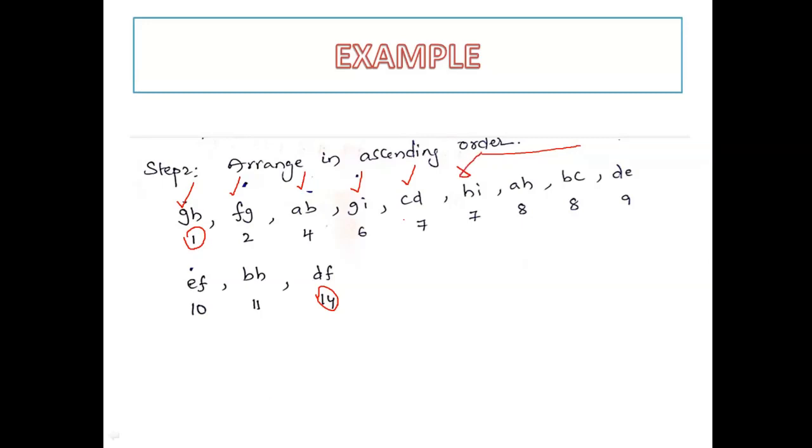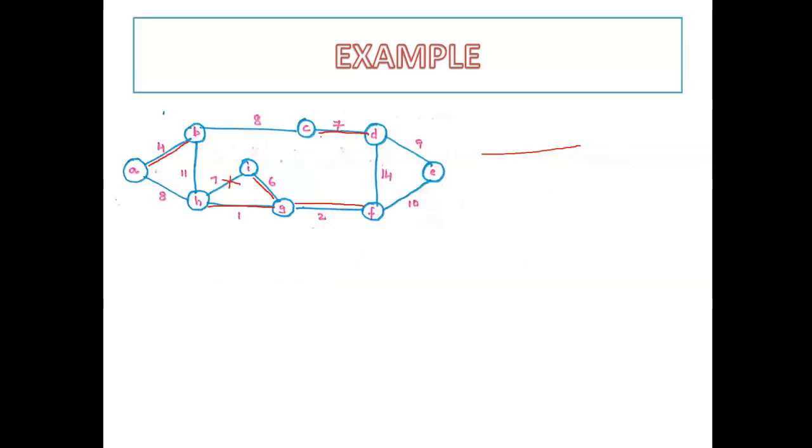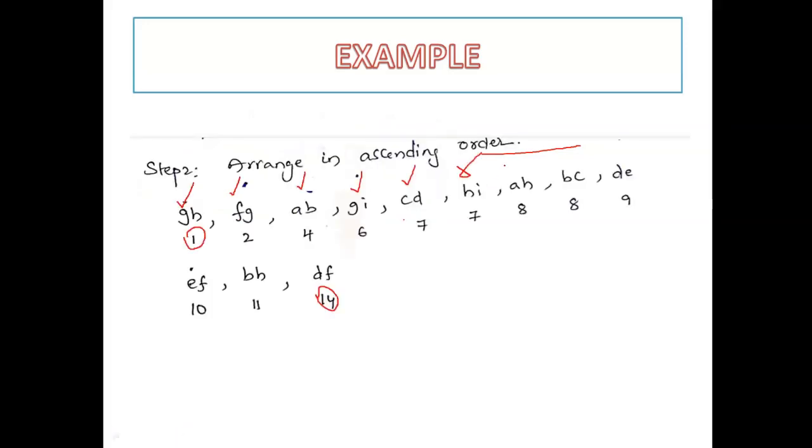Okay, so we remove this edge HI because it's forming a cycle. And then the next edge is AH. So here we can see this is AH. If I connect this edge, it doesn't form any cycle. So I consider this edge. Okay, so AH we consider. So you have to take this also from the list.